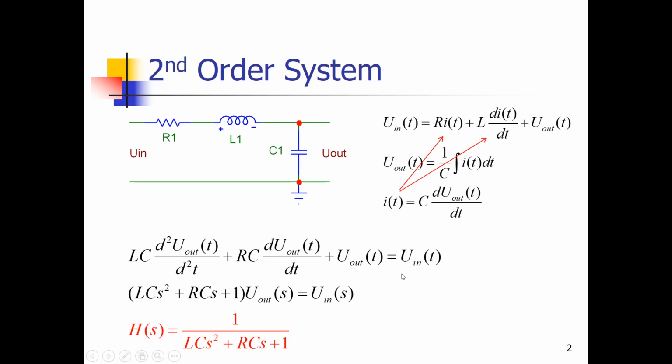And now we can define the transfer function U out over U in, which is equal to 1 over LC times s squared plus RC times s plus 1. And also from this equation, we can see that it's a second order transfer function, because s to the power 2 is the highest power of s. So it's a second order transfer function, which was expected because we have a second order differential equation.